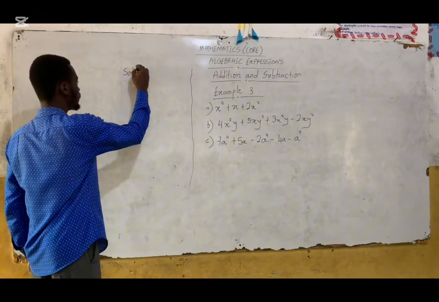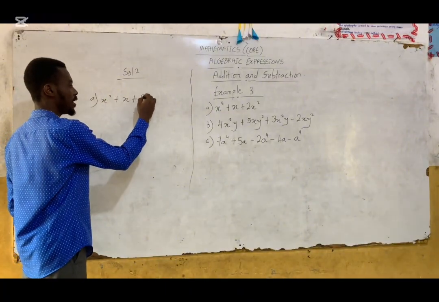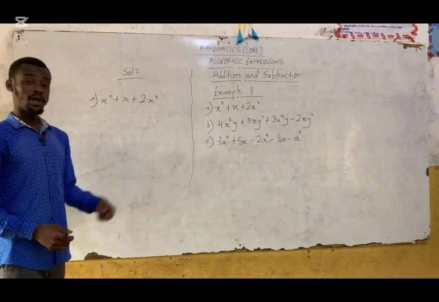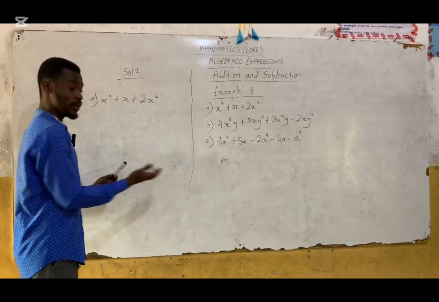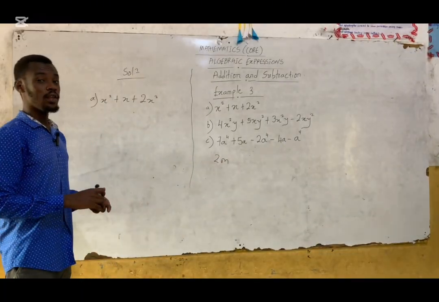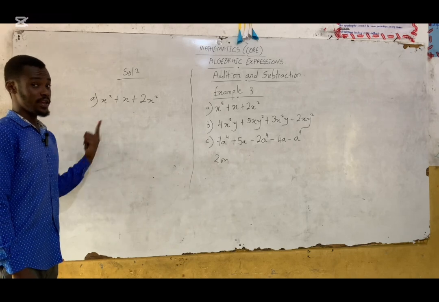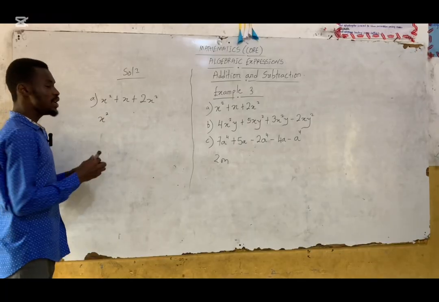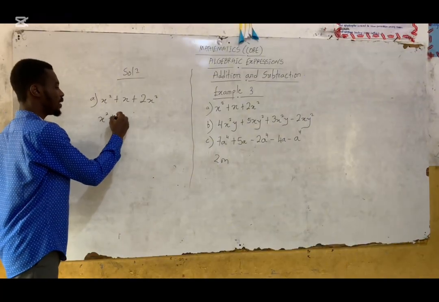So solution, the first one, x squared plus x plus 2x squared. Remember when we were doing something about the mango, I told you if you have 1 mango, it's the same as 1 mango, like this. But if you want to be specific for the other ones, then 2 mangoes, 3 mangoes, and so on. So we have x squared signifying 1x squared. So x squared will be a family member of 2x squared. That is positive 2x squared plus 2x squared.